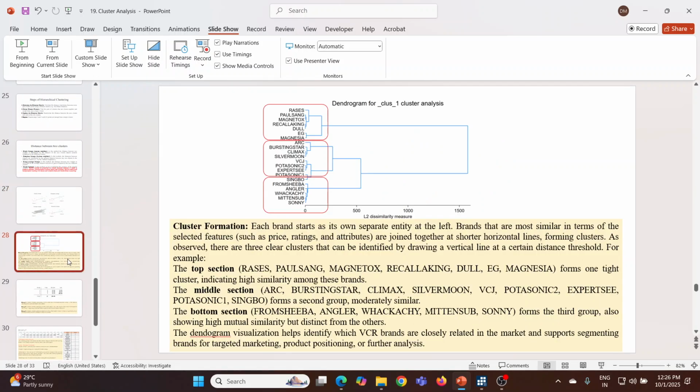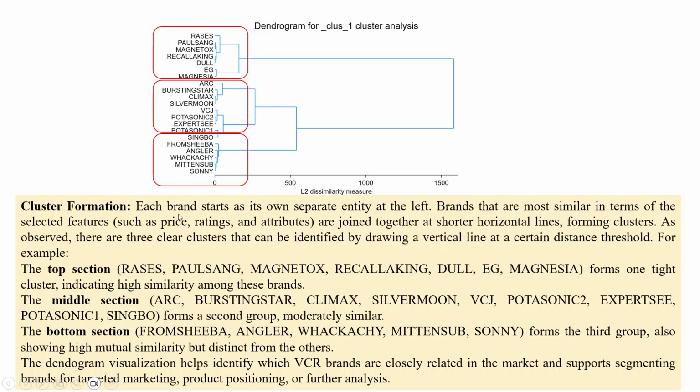Here is the interpretation of the dendrogram. Each brand starts as its own separate entity at the left. Brands that are more similar in terms of the selected features such as price, ratings, and attributes are joined together at shorter horizontal lines. See this one: they have similar features and they are placed near each other.